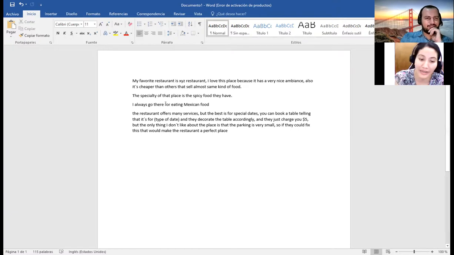The restaurant offers many services, but the best is for special dates. You can book a table telling that it's for, and you say the type of date you will have, and they decorate the table accordingly. And they just charge you $5, but the only thing I don't like about the place is that the parking is very small. So if they could fix this, that will make the restaurant a perfect place.